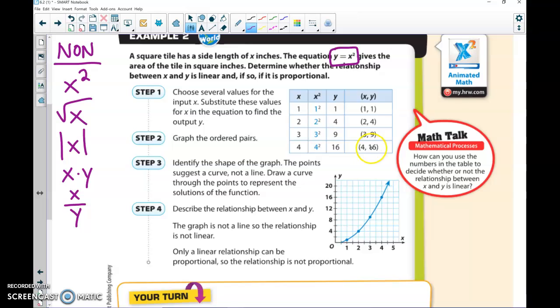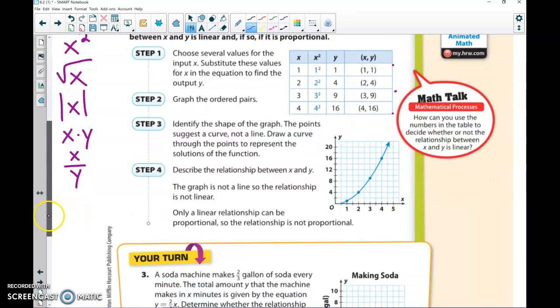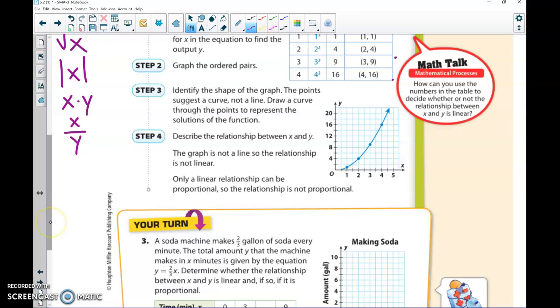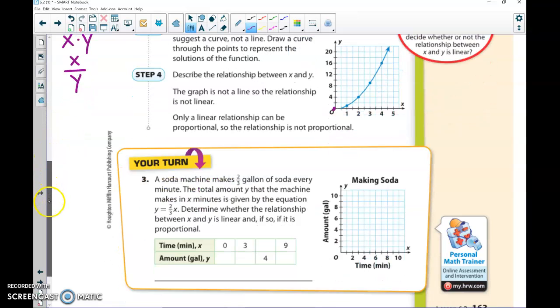4 squared is 16, so 4, 16. And then there's our graph right there. And that's not going to be a straight line. And if it continues even more, it would get even steeper and steeper and steeper. Well, we can tell from there it's not a straight line. So it is not going to be linear. If I do put in a 0, it would go through 0, 0 because 0 squared is 0, but it has to be linear in order for it to be proportional. So that's not going to be it.